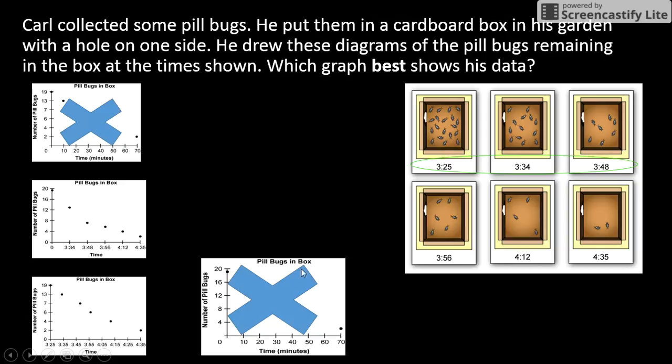What time did Carl start watching the bugs? Let's take a look. 3:25. Which one of our graphs starts at the correct time? This one starts at 0. This one starts at 3:25. Our correct answer is this one. Okay, go ahead and try that next one on your own. I think it's dealing with increasing, decreasing.